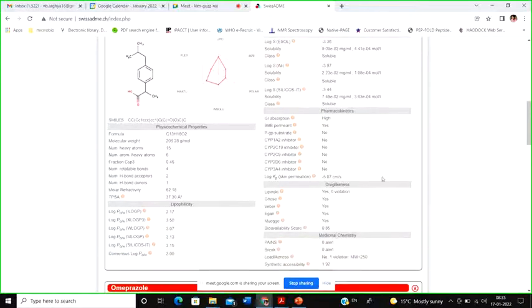So next is the most important thing that you have, the pharmacokinetics of this particular molecule. Okay, now first you have GI absorption. What is GI absorption and what is a pharmacokinetic parameter?